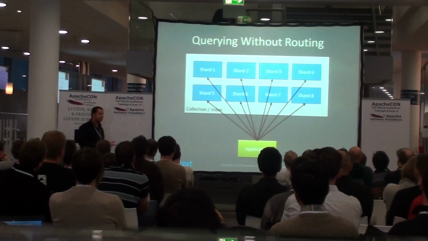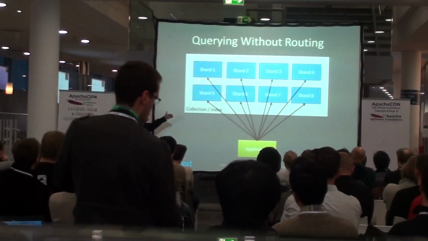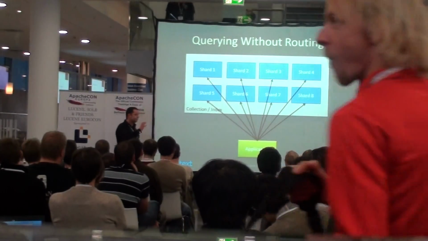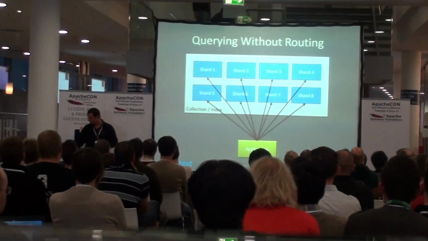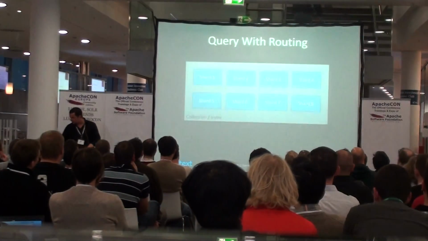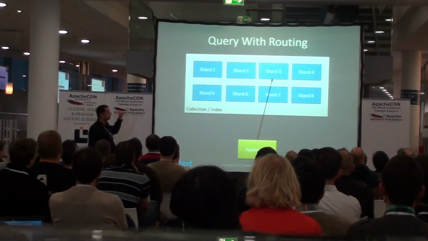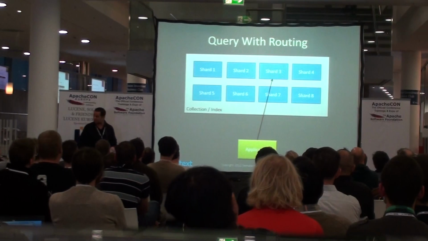That's sometimes not needed, because we know that, for example, the data for that particular user is stored in the third shard, and we want to query just that one because the other data will be, for example, filtered by a filter query. What we can do with routing is do exactly the same, but we can point our search server to just that one particular shard. In this example, it's the third shard.